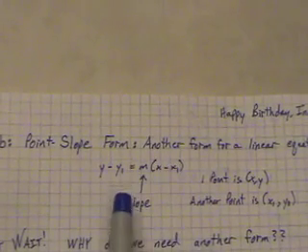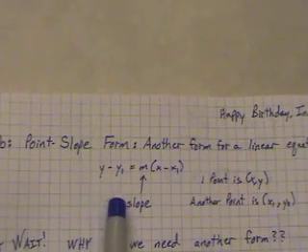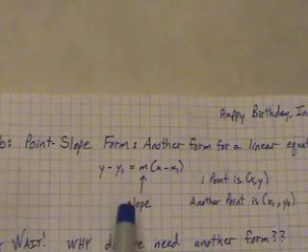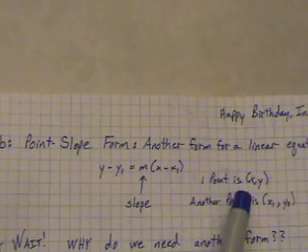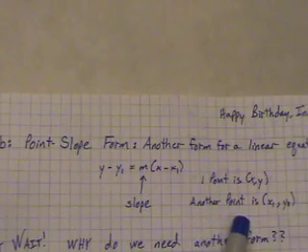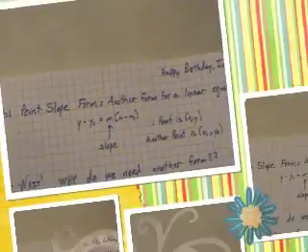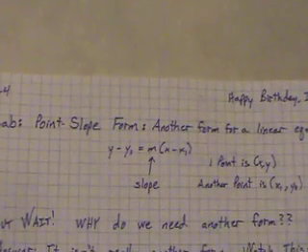It's another form for a linear equation. y minus y1 equals m times the quantity x minus x1. m represents your slope. One point is shown by x, y. The second point is shown by x1, y1. But wait, you say, why do we need another form?